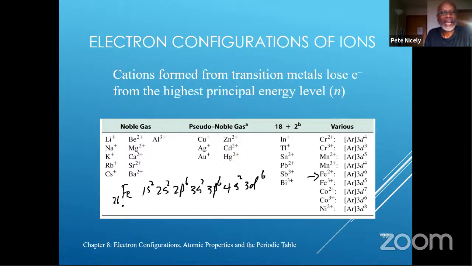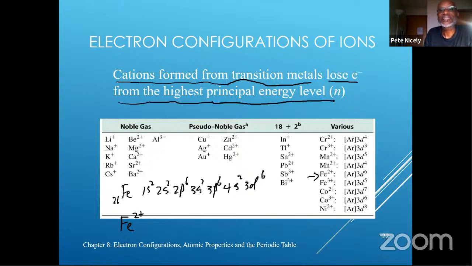Now, this is for the atom. Now, if I were to write down the electronic configuration of Fe2+, right? That means that I would have to subtract 2 electrons from the iron atom. Now, here's the thing. You have to remember where to remove the electrons from. And that is what this statement here is all about. Cations formed from transition metals lose electrons from the highest principal energy level.